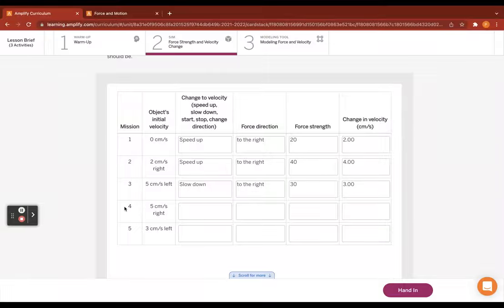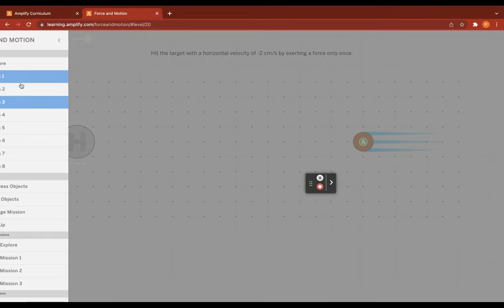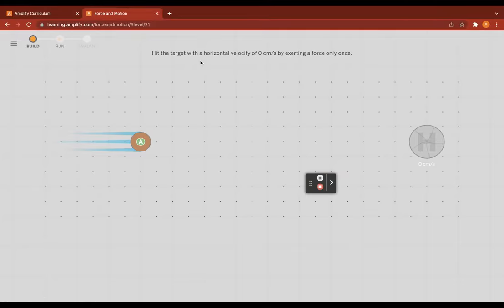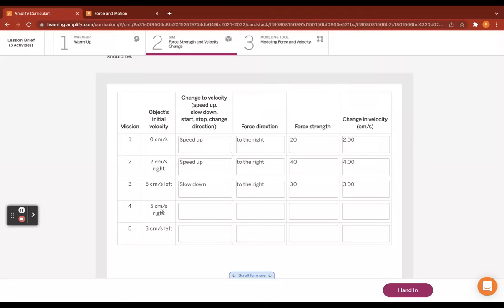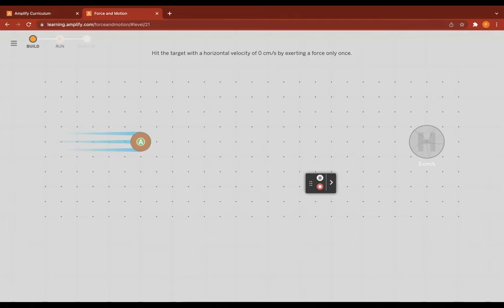Mission number 4. 5 centimeters per second to the right is where it starts. I want it to end up at 0. Starting at 5 and ending at 0. That's a change of 5 because there's 5 steps between 5 and 0. I definitely want that to slow down. If it's moving to the right, I need to hit it to the left to make it slow down. And I have to figure out what's the force strength.